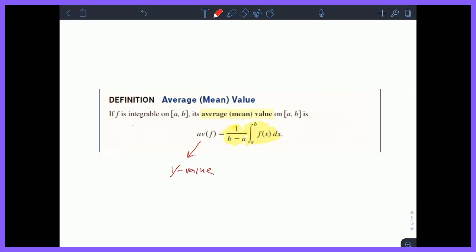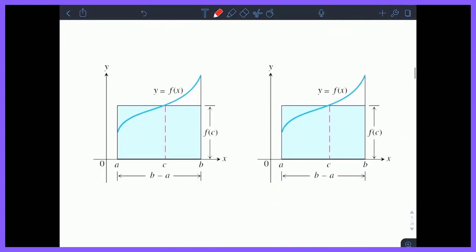So what exactly is average value? We know the average value of a list of numbers is simply the sum of the numbers divided by the quantity of them, right? But how could you possibly find the average value of a function? It has potentially an infinite number of values. So let's talk a little bit about what this actually is, and to do that, it's best to show you a picture.